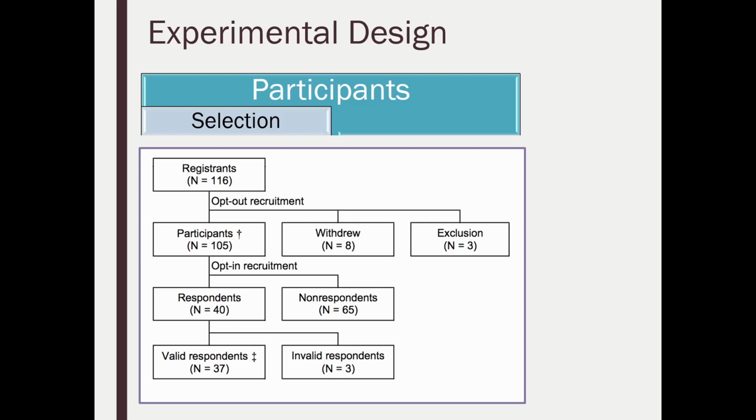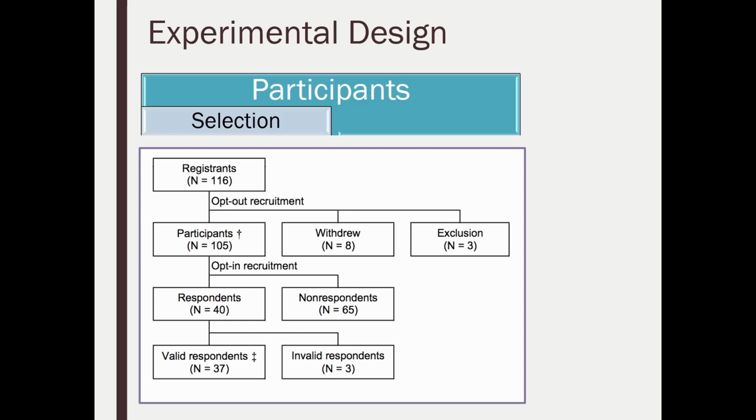And they have to say no to not be included. And so a lot of times you end up with more participants because they don't even know that they're actually in a study. So for example, let's say you start off with 116 possible volunteers. They're calling them registrants here. So you have 116 possible registrants. And in opt-out recruitment, you end up with 105 of them not opting out. They have not said no. You have only 8 who actually withdrew and said, I don't want to be part of your study. And then you have 3 who actually ended up being excluded for different reasons.